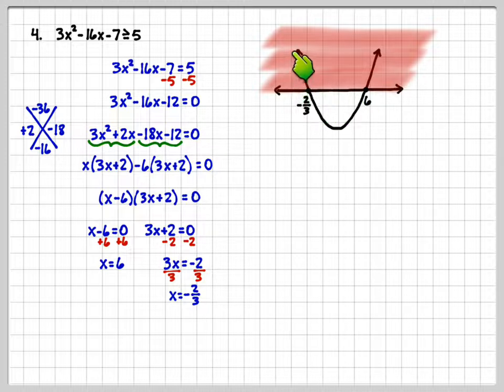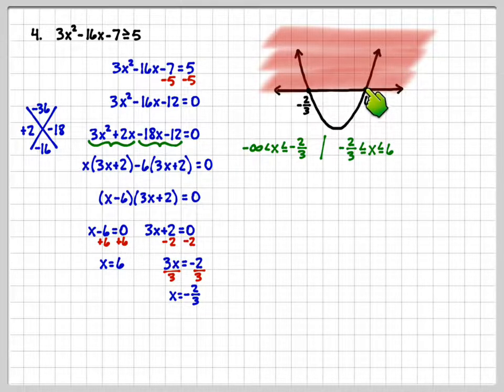And again, we cut the parabola into 3 pieces. The first piece is always from negative infinity to our first point, so negative infinity to negative 2/3. Notice I put an equal sign here now, so it's less than or equal to, because this has an equal sign here. And then our next interval is from negative 2/3 to 6, again both with less than or equal to. And then our third interval is from 6 on to infinity. 6 is less than or equal to x is less than infinity.